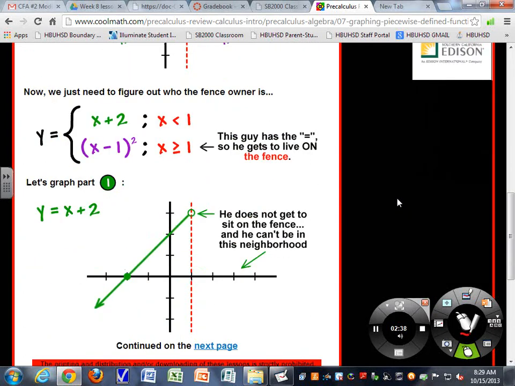So then it says, figure out who's the fence owner, or who lives on the fence. And then notice it points out this one right here. Why is it choosing that second part of the equation as what lives on the fence? Shelby?